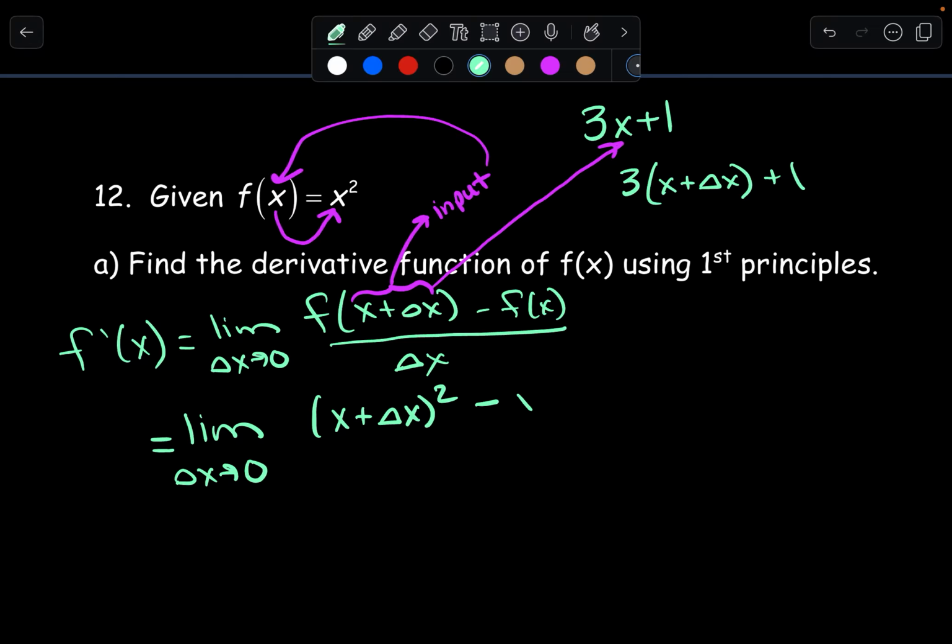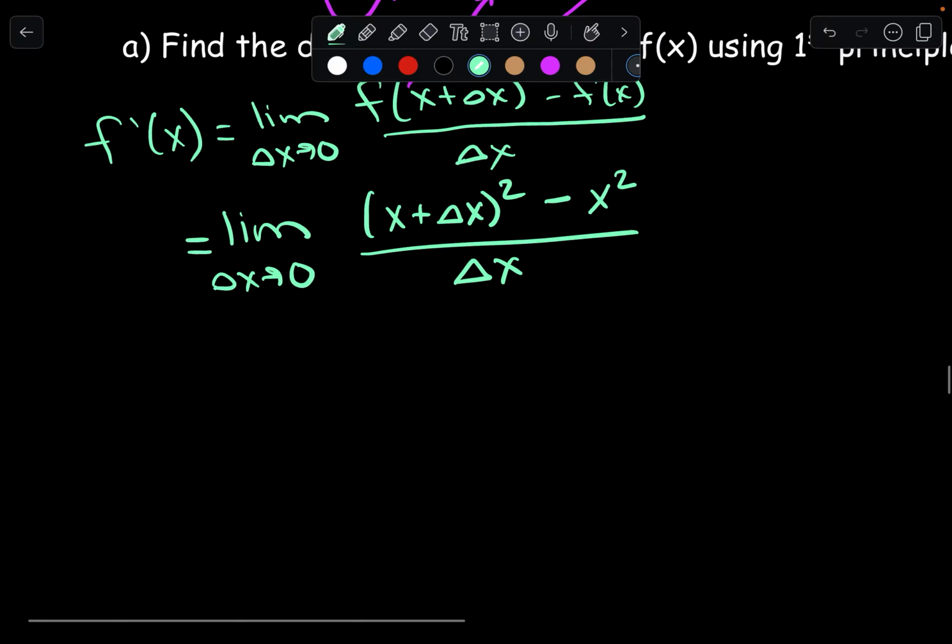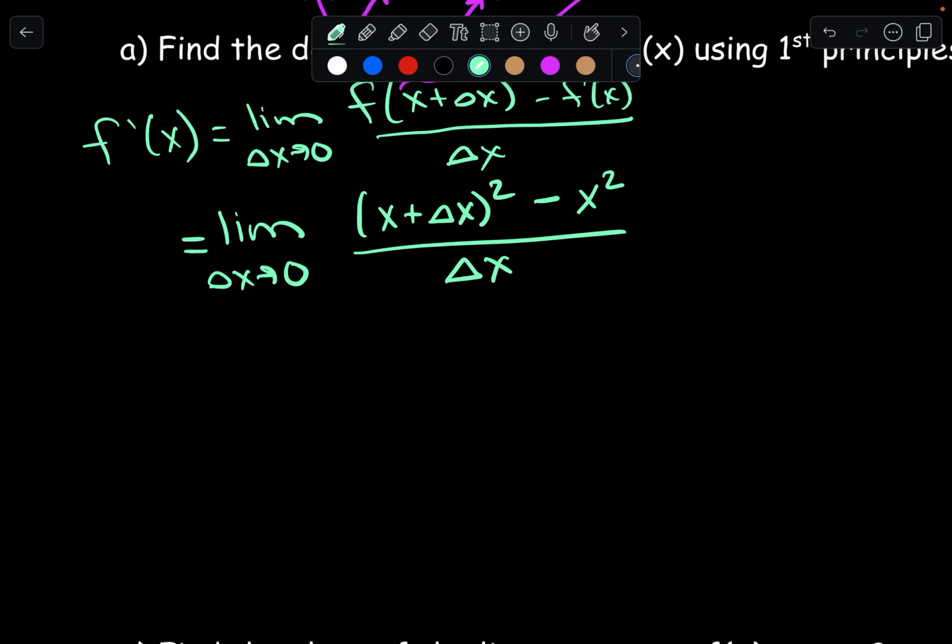f of x is equal to x squared. And then we divide by delta x. So whenever you're evaluating a limit, try direct substitution first. If we directly substitute 0 for the limit process, we will always have a 0 in the denominator, but for limits, always try substitution. But for this case, it will not work. So we need to expand, combine like terms, and the goal is to remove the delta x from the denominator so that we can evaluate this limit, okay?